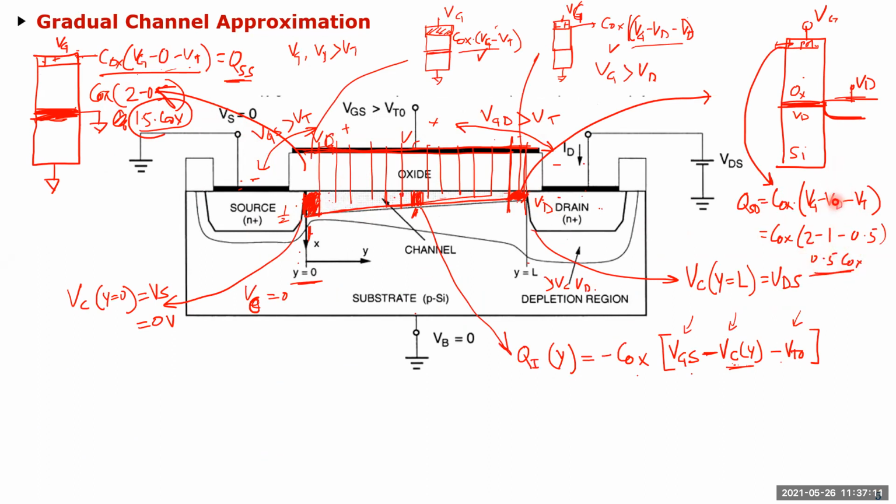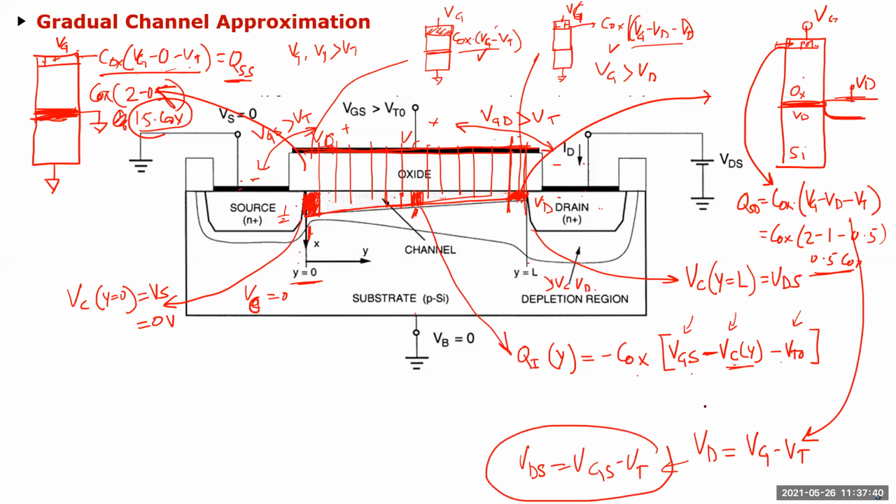Now, once Vd gets to the point where it is equal to Vg minus Vt, or in other words, since everything is referred to the source node, I can write this as Vds is equal to Vgs minus Vt, then this channel charge QSD becomes 0.